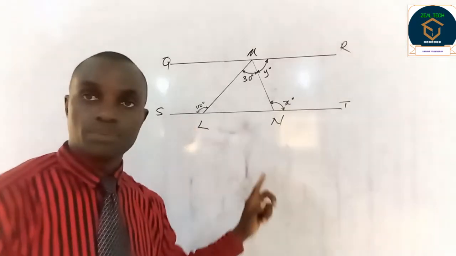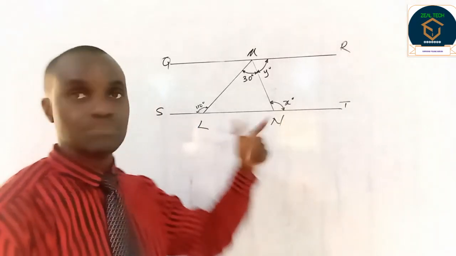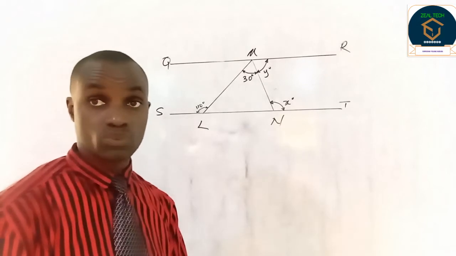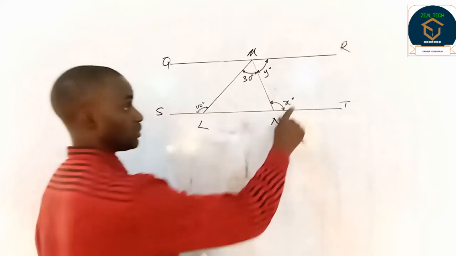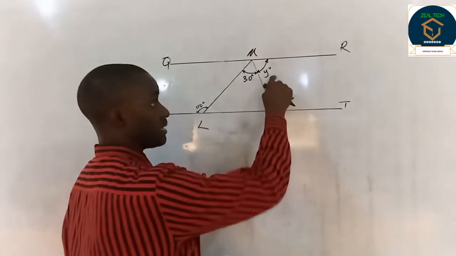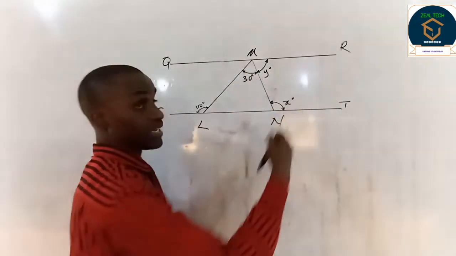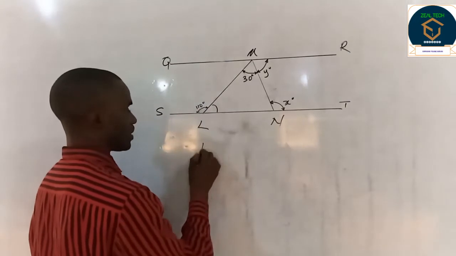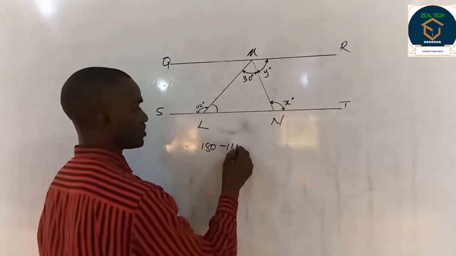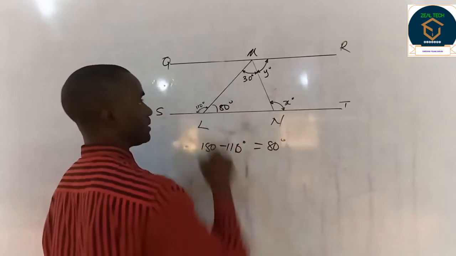When you see a problem like this, the easiest way to start dealing with it is to find the missing angles, whether the ones requested or the ones that are not requested. For instance, for this sign and this, they will be required in the questions. These ones and these ones, find them, they will assist. I hope you can agree with me that this angle is 180 minus 110, and that gives 80 degrees. So here is 80 degrees.